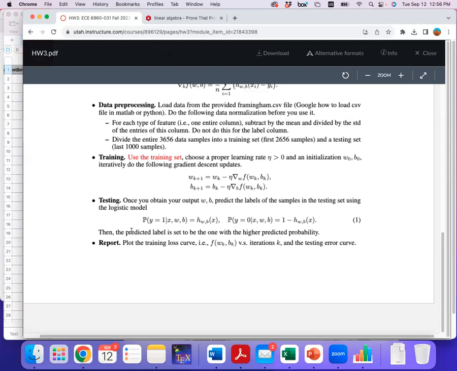Then the predicted label is set to be the one with the higher predicted probability. So you just look at these two probabilities, whichever is higher, you just assign that label, right? For example, if this is higher than this one, then you will just predict label 1. Okay? Then you can do this one by one for the testing samples.